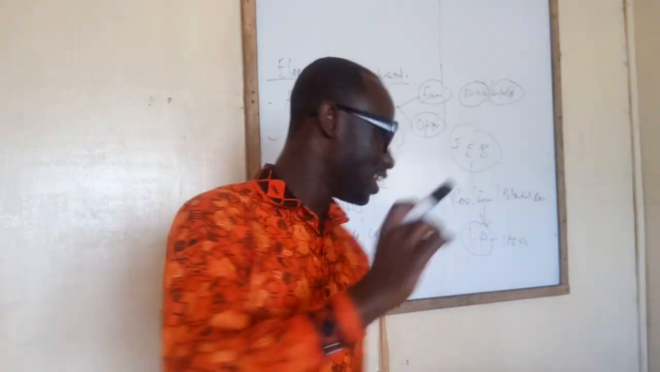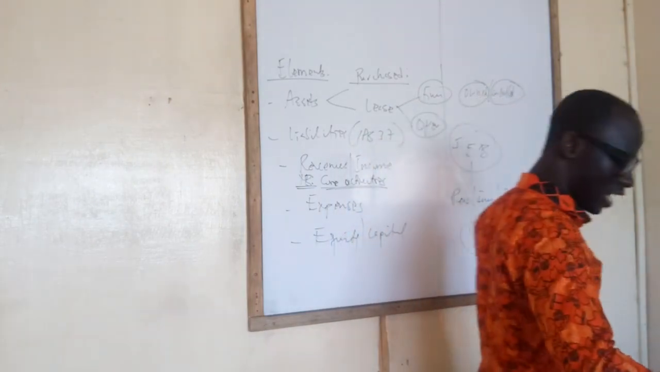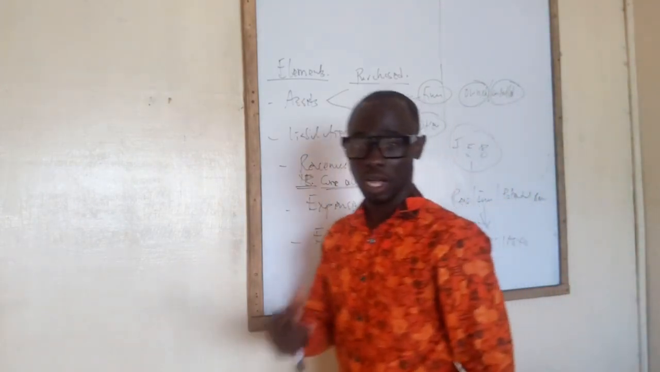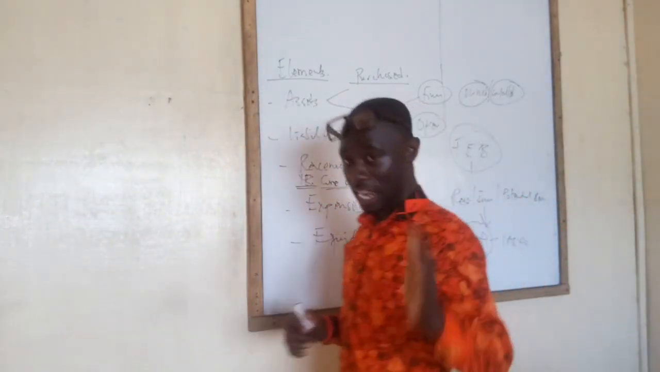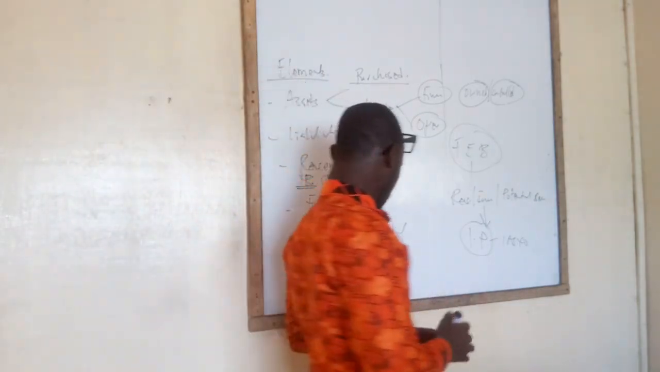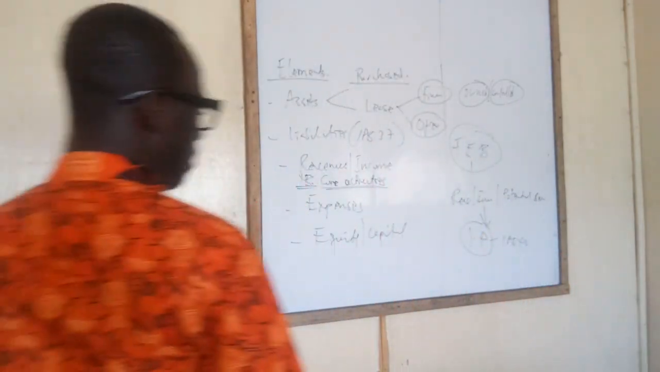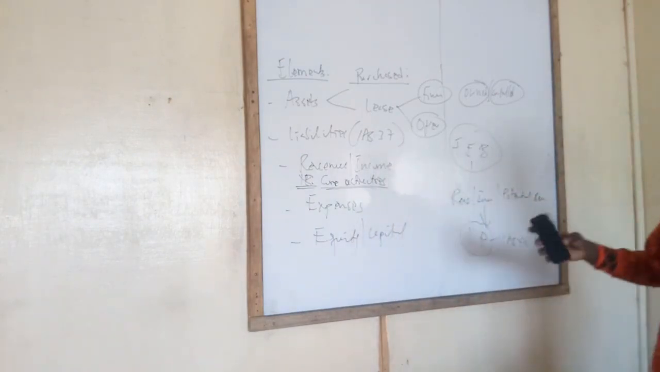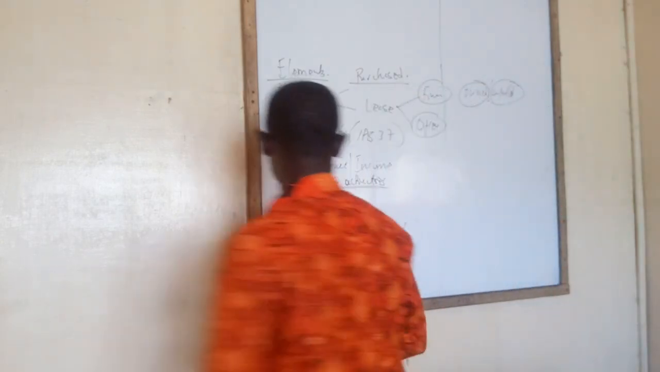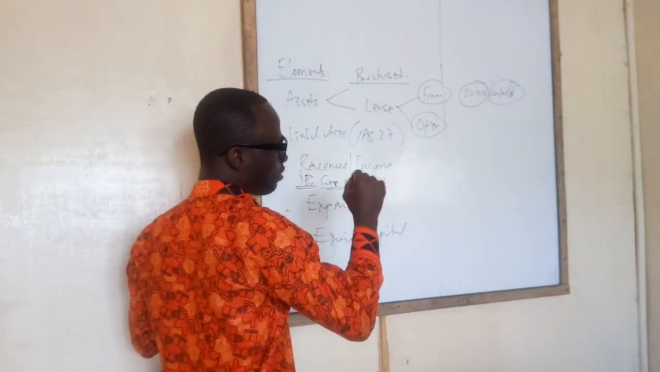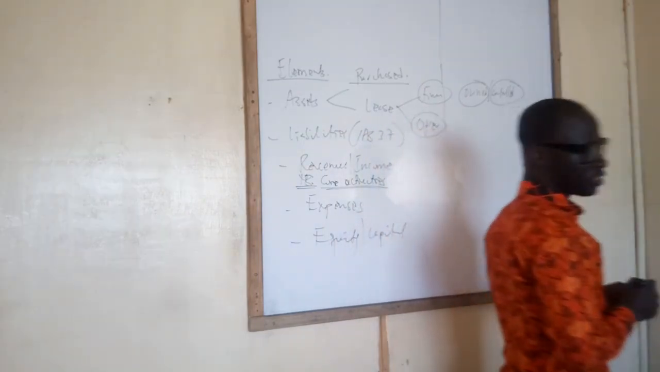Okay, so let's put it this way. Let's take the definition. It can be defined as the amount of expenditure incurred in an activity, a process, or an undertaking, the settlement of which results in an outflow of economic benefits.